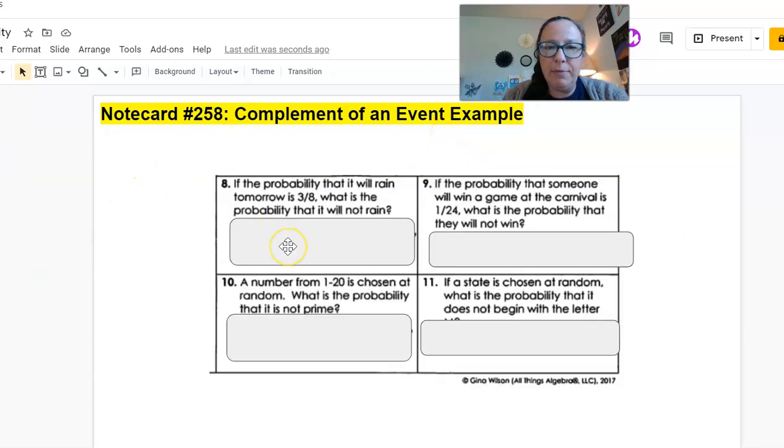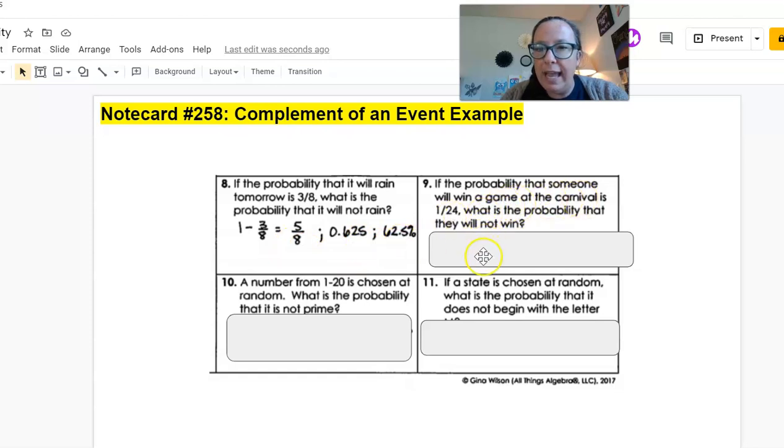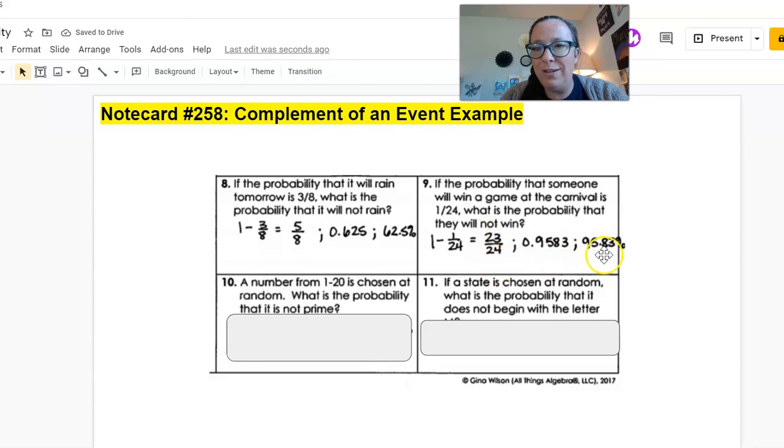All right, so here's some examples of the complement. If the probability that it will rain tomorrow is 3/8, so you are given a probability in fraction form, what is the probability that it will not rain? You simply do 1 minus 3/8, and you get 5/8. This one, if the probability that someone will win a game at the carnival is 1/24, what is the probability they will not win? You do 1 minus 1/24, so it'd be 23/24, so that's a 95.83% probability they're not going to win.